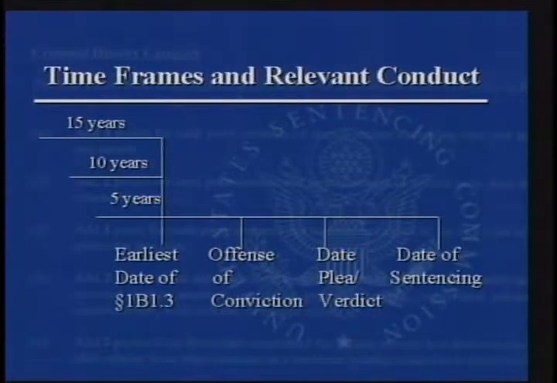So as we see on this graphic, we're not starting with the date of the offense of conviction that may be listed in the indictment or information. We need to determine the earliest date of relevant conduct, the earliest date the defendant commenced the instant offense of conviction, and we use that date to count back 5, 10, or 15 years when we're trying to assess 1, 2, or 3 criminal history points.